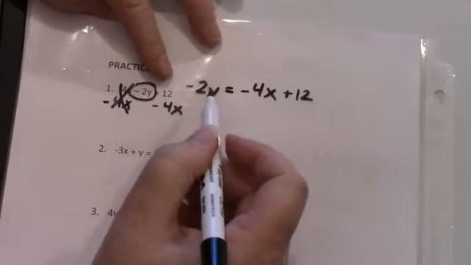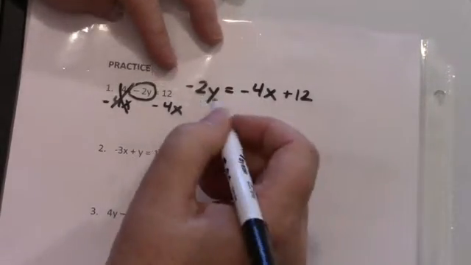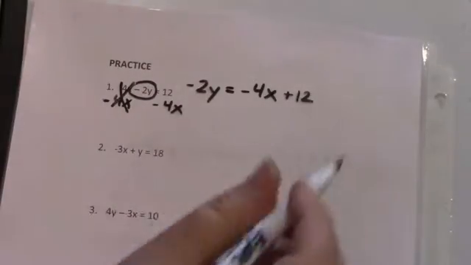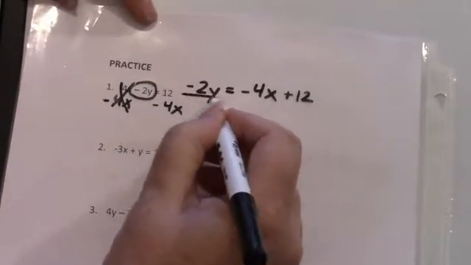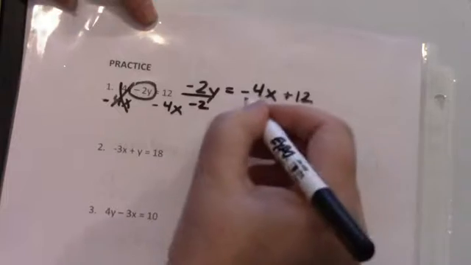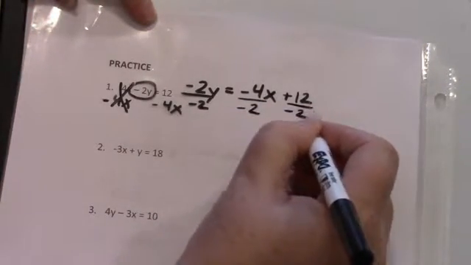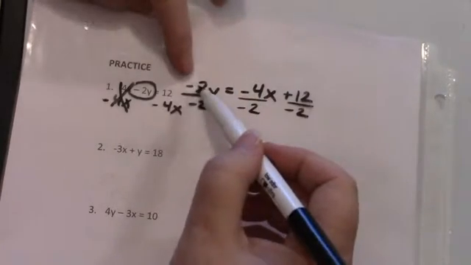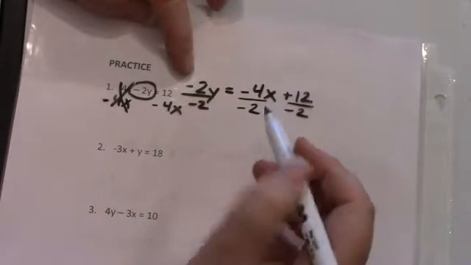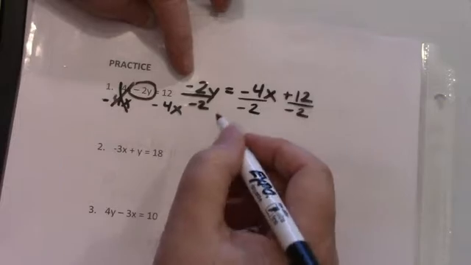Let's not forget y is not by itself yet. I have to get rid of that negative 2, so I'm going to divide by negative 2. And I have to divide every term by negative 2. Negative 2 divided by negative 2 is a positive 1.